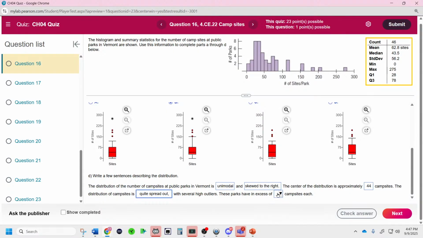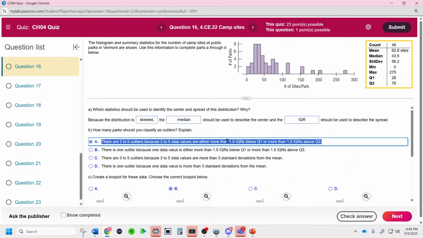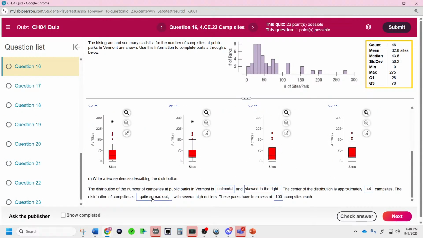These peaks have in excess of, and this is where we have to do the upper fence. Remember where we calculate our upper fence? We should get 100. Got worried. This is the upper fence because they have above 153. That's where we did 1.5 times this. So we found out where the upper fence was at. So you have to follow through this. I wish I could pull back up and show you where I did the calculations, but go through the steps right here. It's quite spread out because they go from 0 to 300 or 0 to 275.